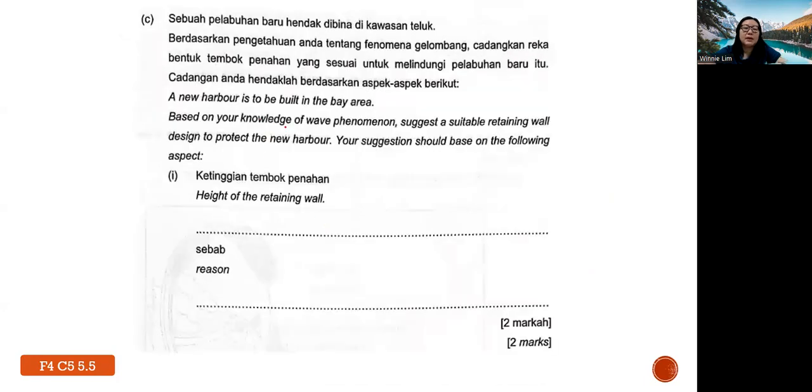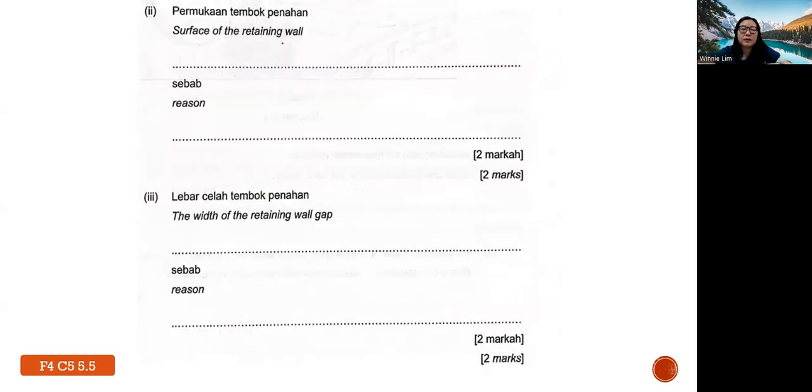Next, based on your knowledge of wave phenomena, suggest a suitable retaining wall design to protect the new harbor. Your suggestion should be based on the following aspects: height of the retaining wall, and reason. Should the height be high or low? It should be higher, so that you can prevent the high wave or withstand high wave. Next, the surface of the retaining wall, should it be smooth or rough? It should be rough, or uneven.